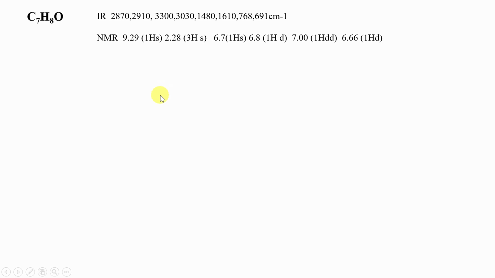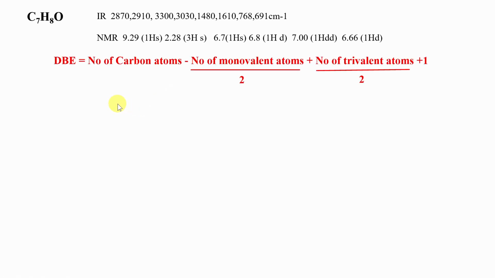Okay, how can we determine the molecular structure of the molecule? As in the previous case, first of all we have to calculate the double bond equivalence by using this equation, and for this molecule it will be 4. That indicates a benzene ring is present in this molecule.